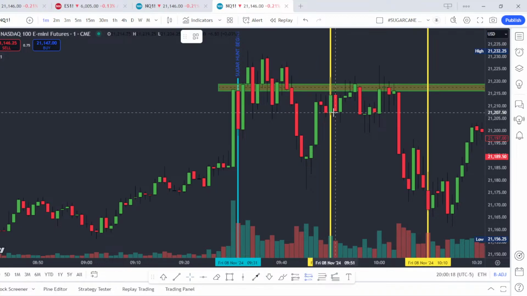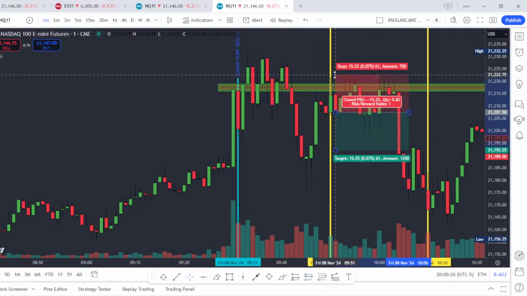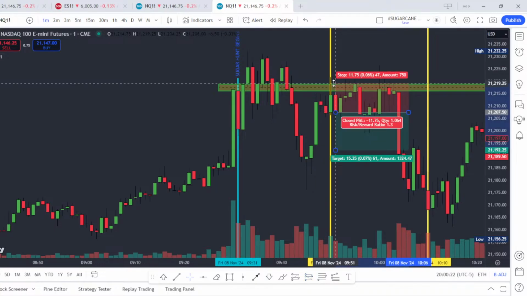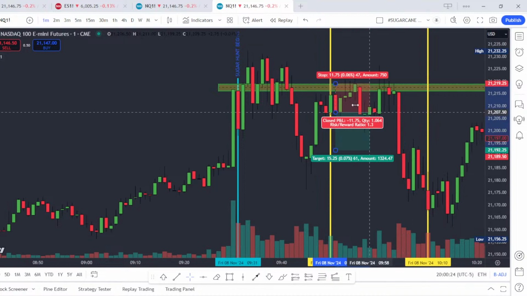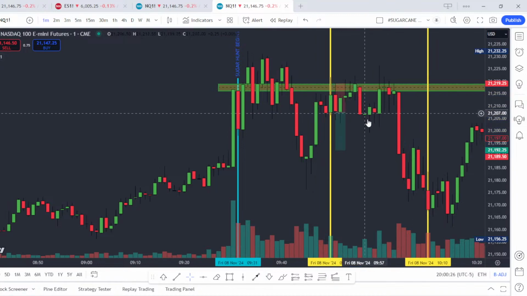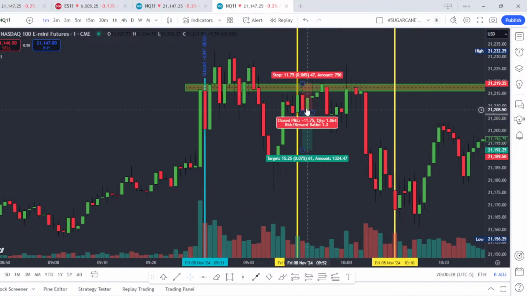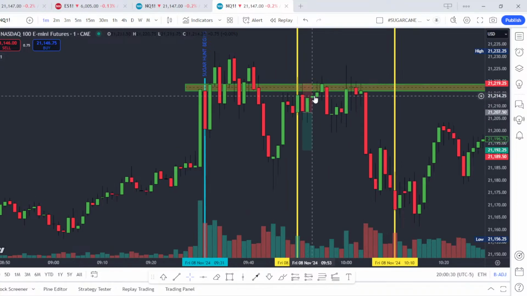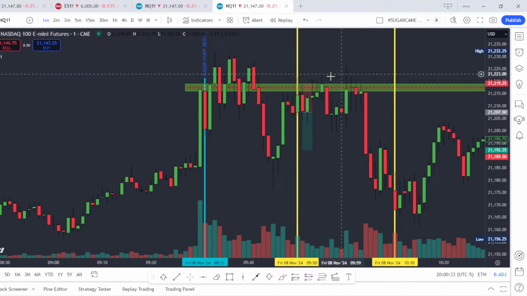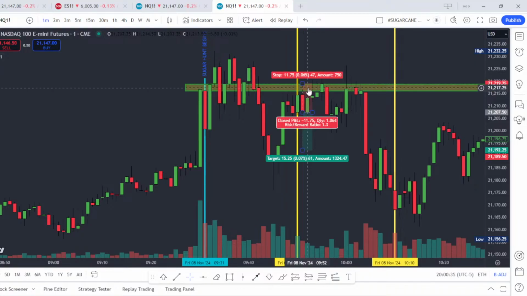So maybe you enter here, and you put your stop loss above the sugar cane. What happens? Does this one work? Almost. Nope. Comes right back and stops you out. That's going to happen, 100%. I can guarantee you that.